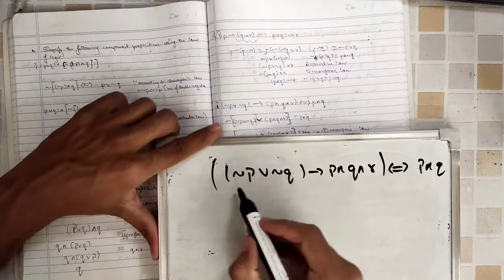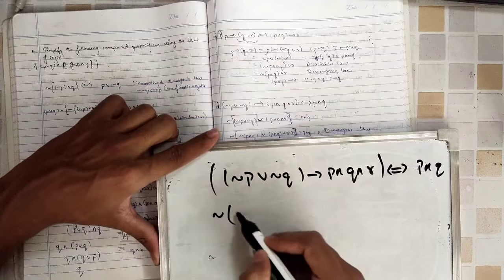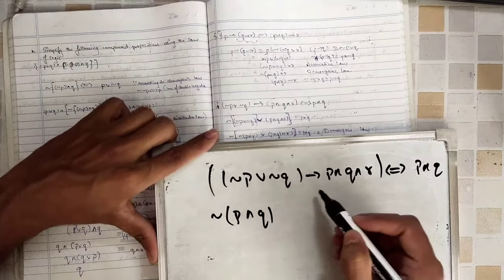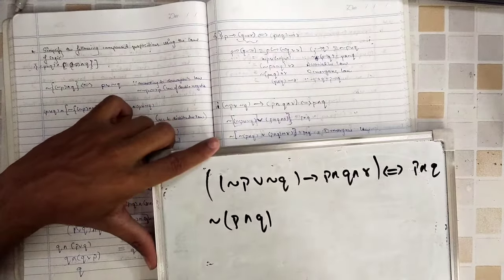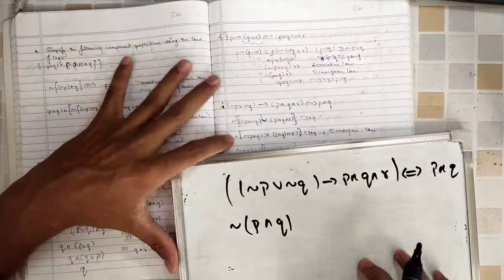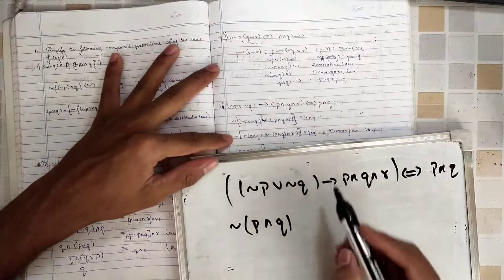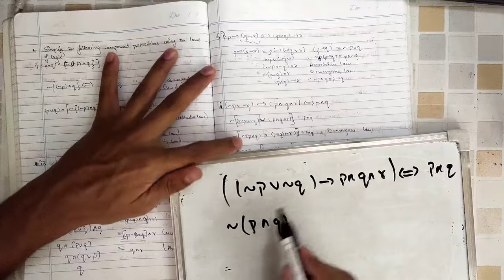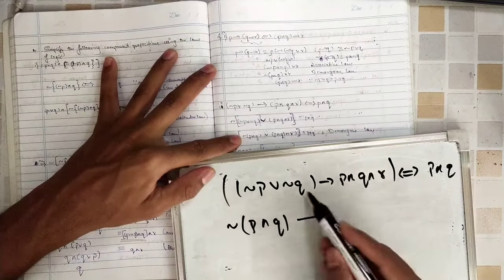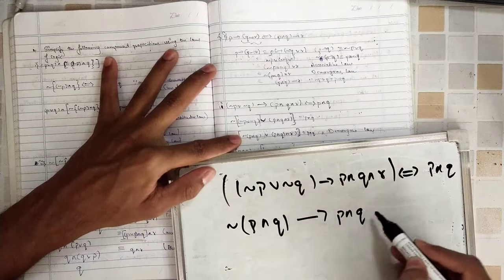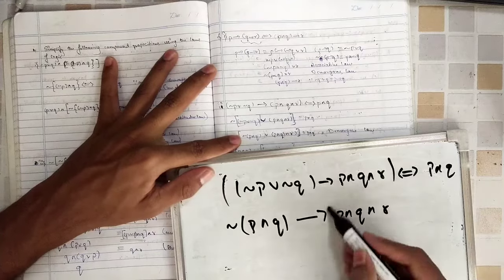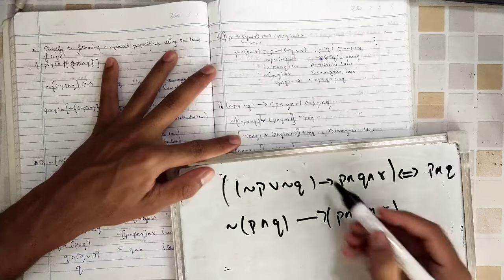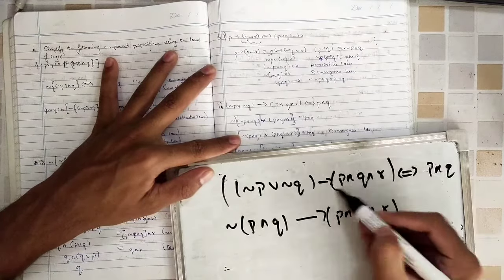So first I can take negation P or negation Q. It's negation of P and Q. Okay. Then again, now what will I do? So this thing implies P and Q and R. This whole thing is one term. Okay, whole thing is one term.